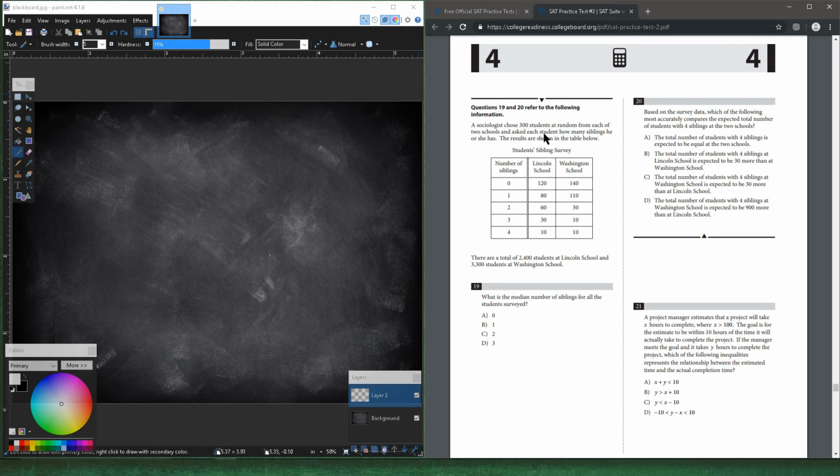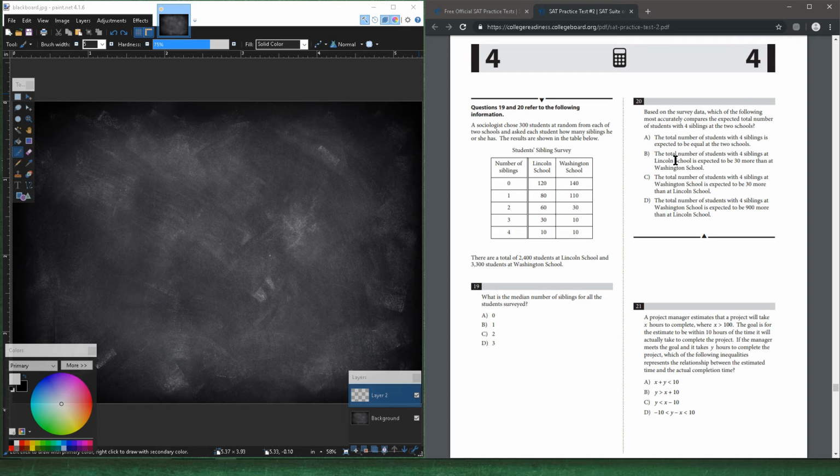20. Based on the survey data, which of the following most accurately compares the expected total number of students with 4 siblings at the 2 schools? The total number of students with 4 siblings is expected to be equal at the 2 schools, which is true. The total number of students with 4 siblings at Lincoln Park is 30 more than this, which is not true because they're both equal.